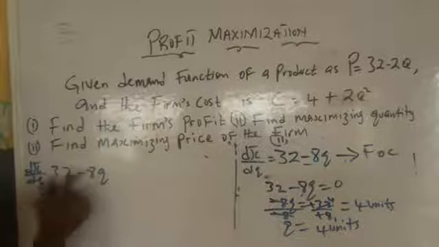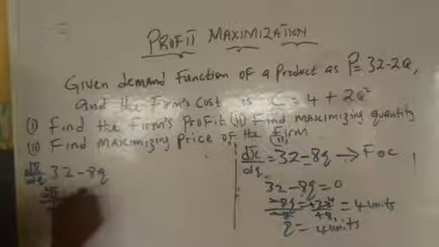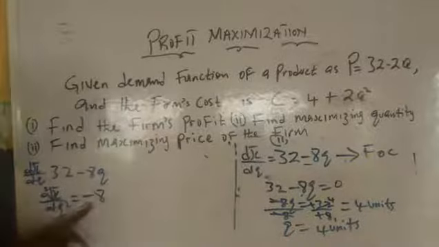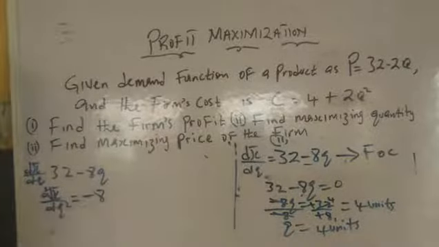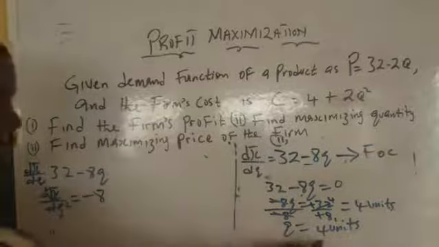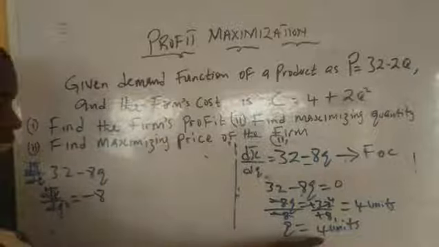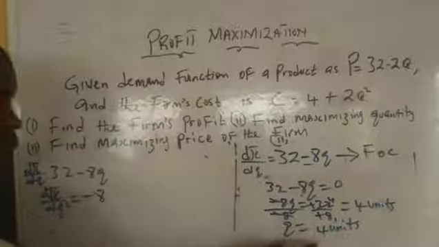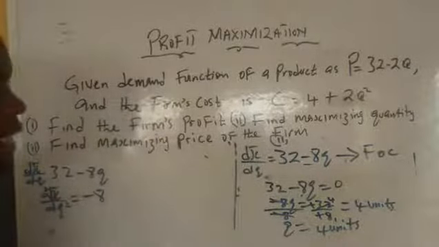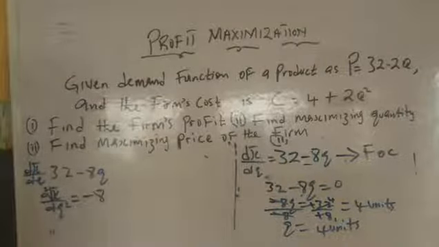Then if you differentiate 32 you get 0, and differentiating minus 8Q is going to give you minus 8. You can see that Q here cannot be minus 8. So Q is always greater than 0. This one is not greater than 0, but this one is greater than 0. Because of this, our 4 units is the maximizing quantity.